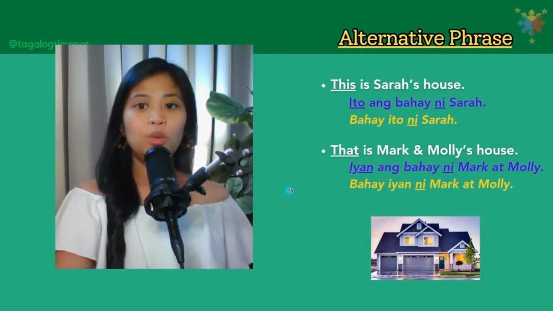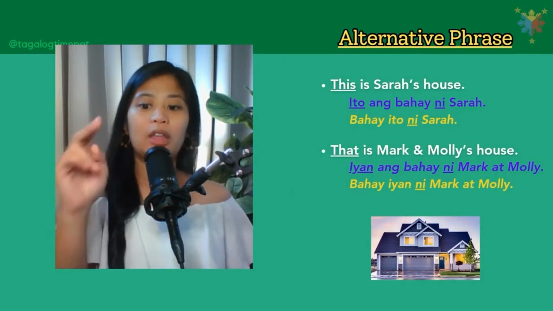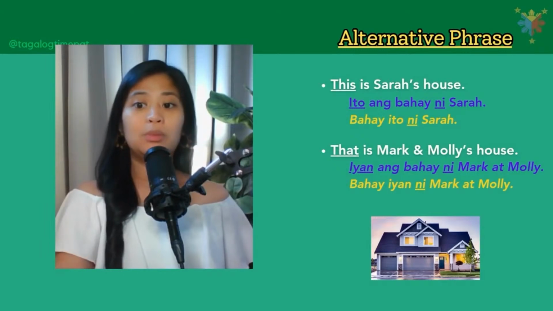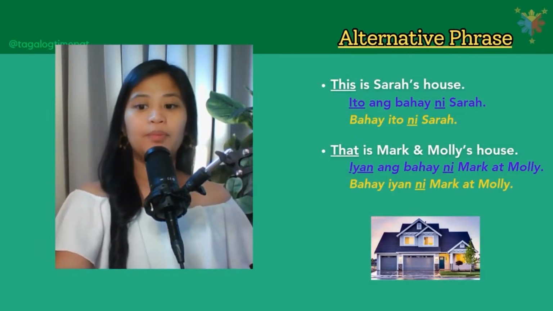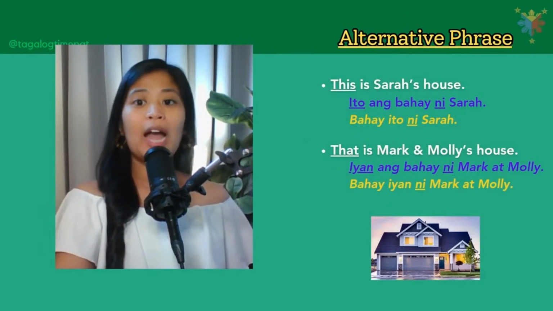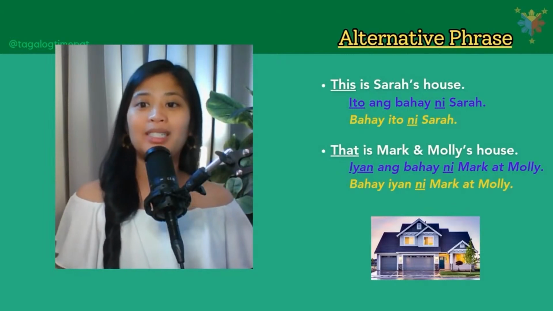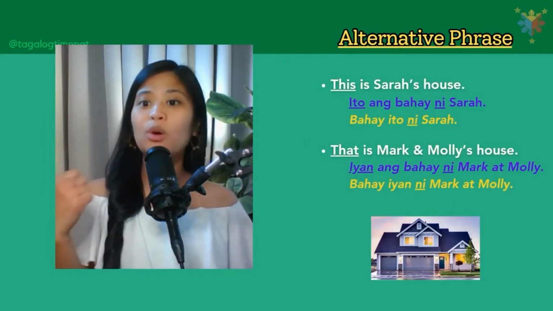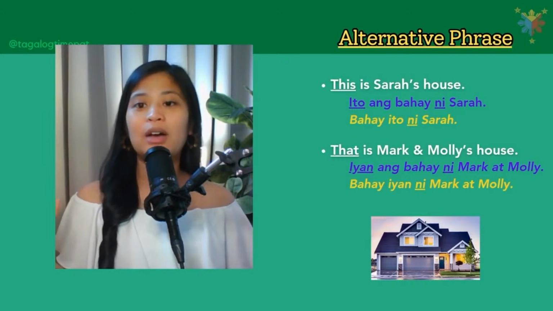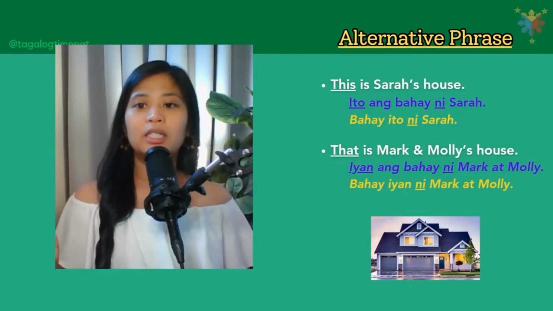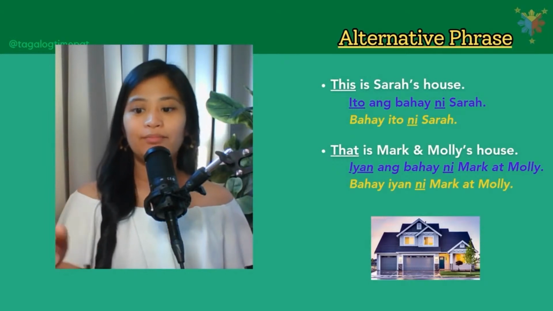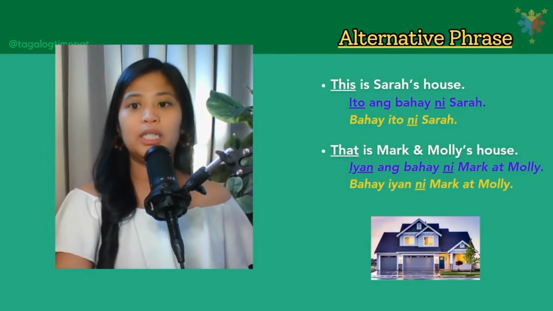So these two ways to say these phrases are both correct. They are used equally as much. So you might hear them in those ways, or you could practice saying them either way. I would say it's more casual to say, bahay ito ni Sarah. But if I'm walking around and we happen to be walking by Sarah's house, I could say, oh, ito ang bahay ni Sarah. This is Sarah's house. So it kind of just depends on the context of what you're trying to say. Okay, but they are both used equally as much.